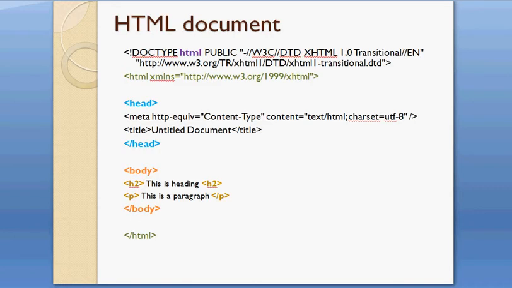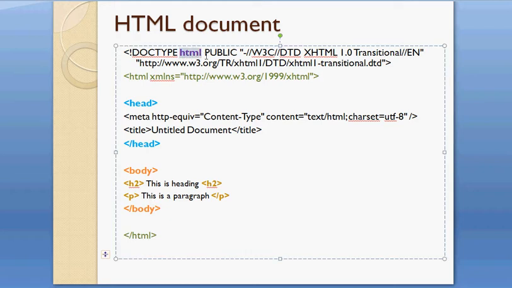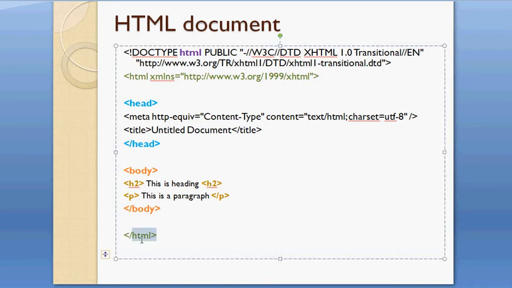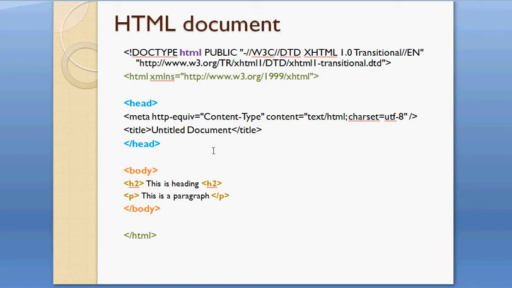So this is what a basic HTML document looks like. The thing I'm trying to emphasize is that this is the HTML document type. This is the head section and the body section. These are the H2 headers. So these are the HTML selectors, and this is the paragraph selector. This is what a basic HTML web page looks like, with the end tag here for HTML. This is a very basic HTML document.